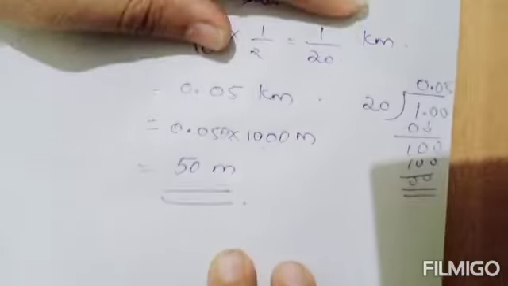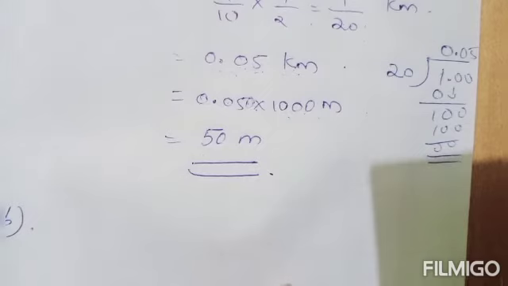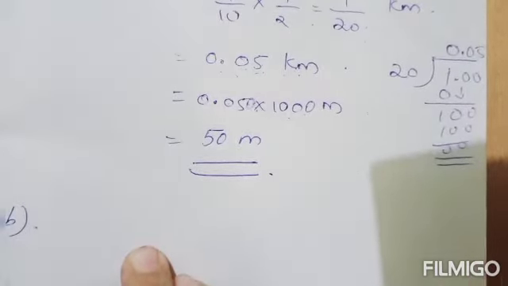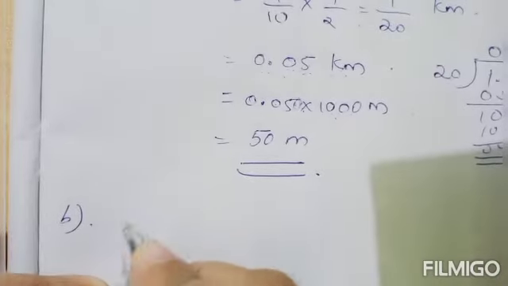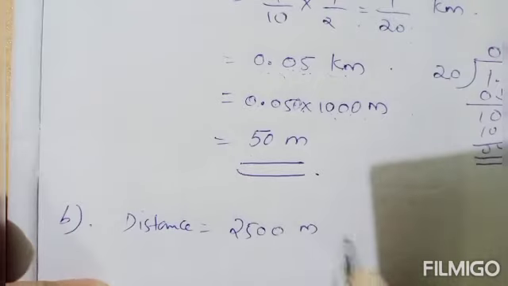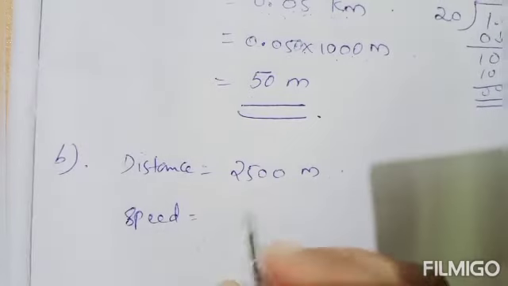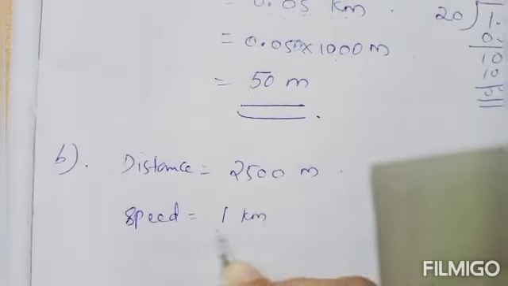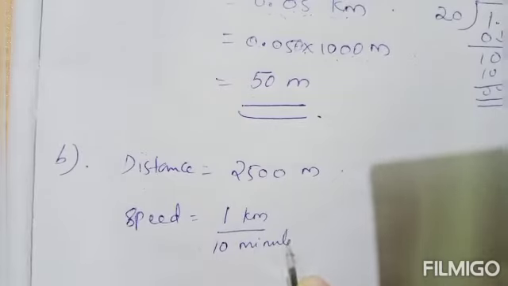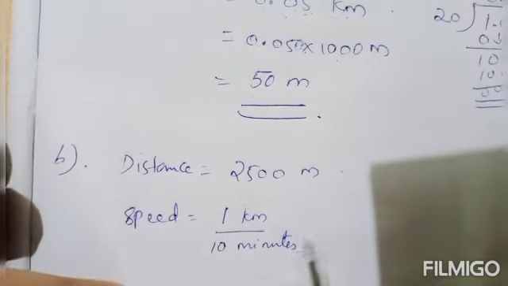Okay. Now in part B, how long will it take him to walk? First one, 2500 meter. So here you need to find the time. How long means time you need to find. And the distance is given, 2500 meter. Okay, now his speed we find first. What is his speed? 1 kilometer per 10 minutes. That is 1 by 10 kilometer per minute. That means 1 kilometer per 10 minutes.